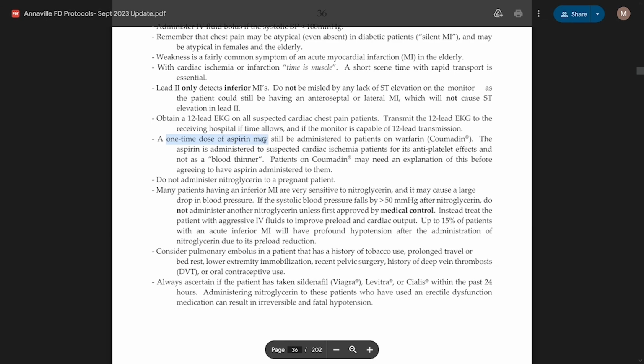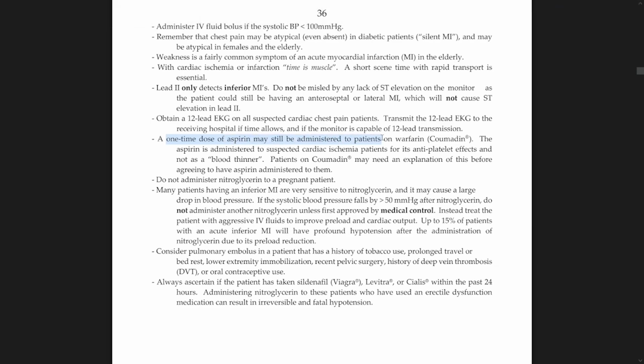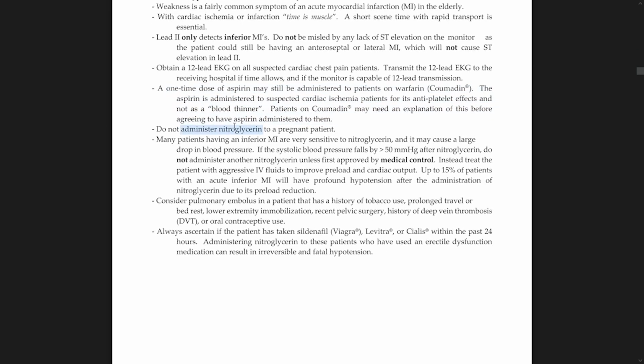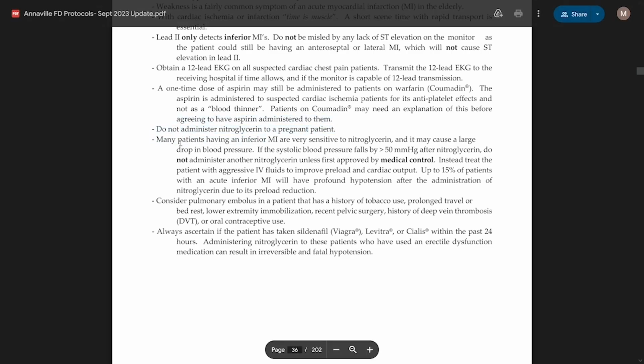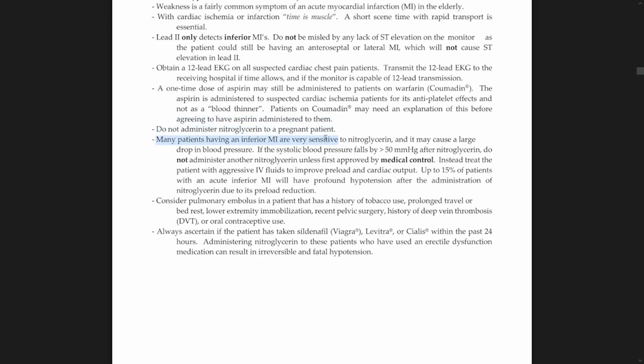A one-time dose of aspirin may still be administered to patients on warfarin, Coumadin. The aspirin is administered to suspected cardiac ischemic patients for its antiplatelet effects, since it's not a blood thinner. Patients on Coumadin may need an explanation of this before agreeing to have aspirin administered to them. Do not administer nitroglycerin to a pregnant patient. Remember this. Many patients having an MI or an inferior MI are very sensitive to nitroglycerin and may have a large drop in blood pressure.